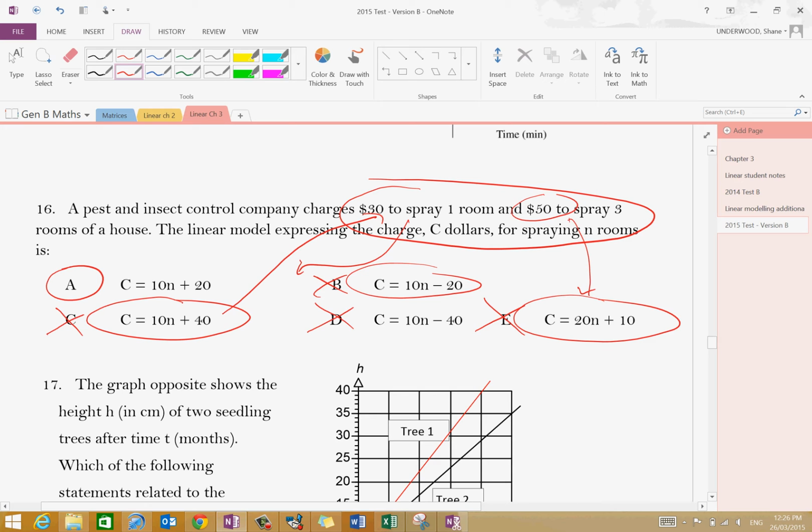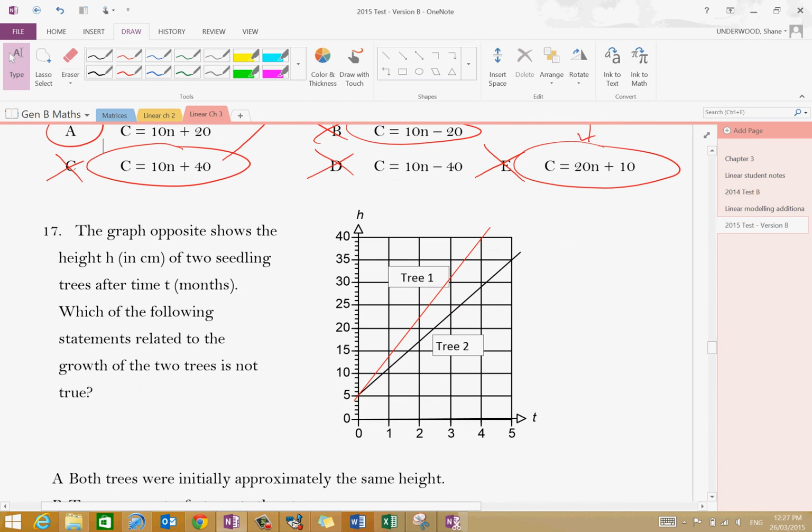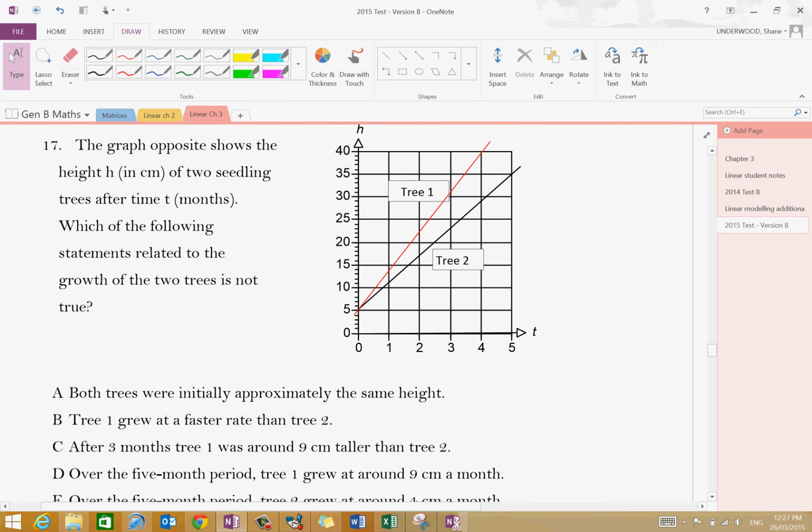Can I get a show of hands of students who got that one incorrect? Oh, quite a few of you got it incorrect and are just afraid to say so. No one put their hand up, but I guarantee you there were plenty that got that incorrect.